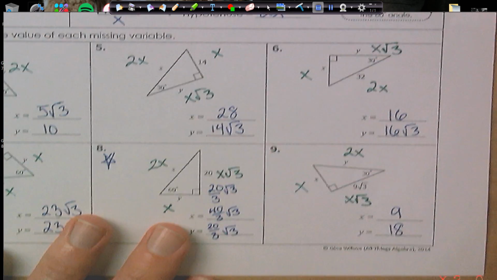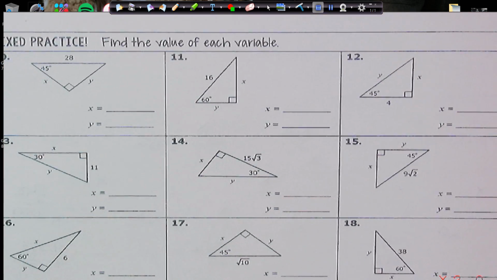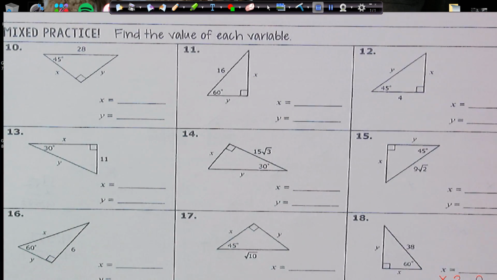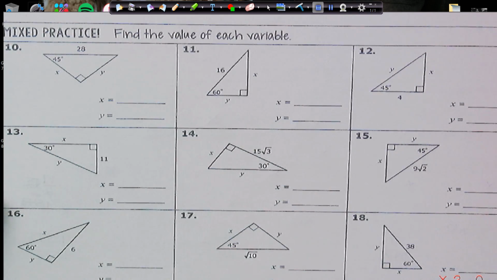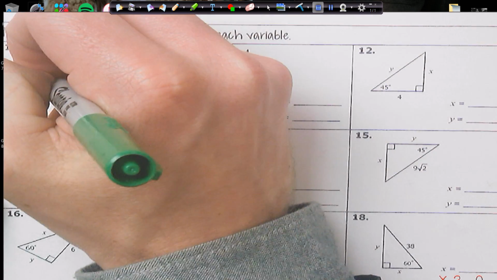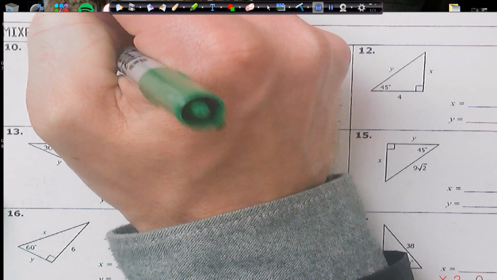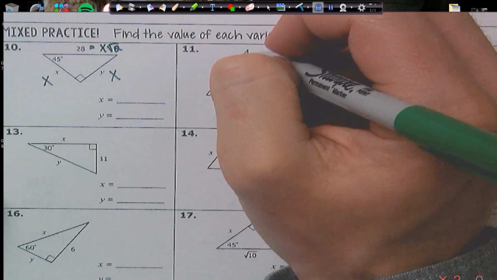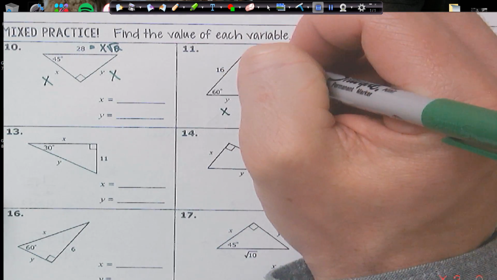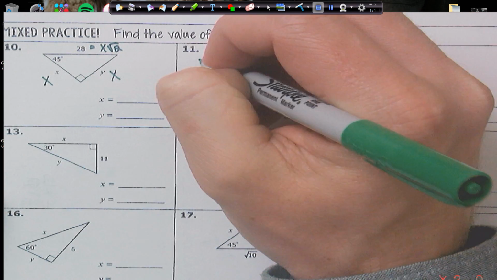Okay, let's flip it to the back. Okay, so look at all those. So we're going to go ahead and I'm going to label these quickly. Again, we're given 45, 45, 90s mixed in with 30, 60, 90s. So we got to be very careful when we're setting this up that we don't make a mistake.